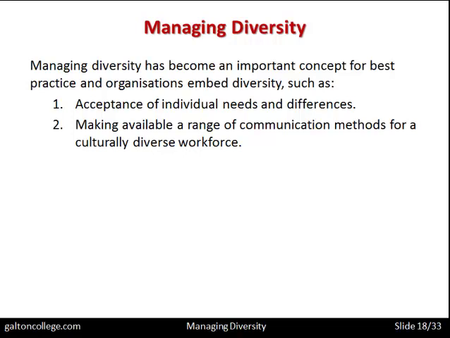Making available a range of communication methods for a culturally diverse workforce. It could be people speak different languages. They're very good workers, but they just speak different languages. So accommodate the difference. Have some sort of translation service, or have instructions in different languages, so people clearly understand what's required of them. It's recognizing the differences, but in return the organization is getting a dedicated workforce who are interested and will apply themselves to completing the task.